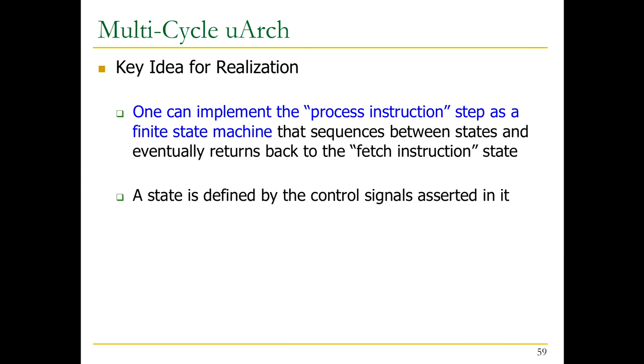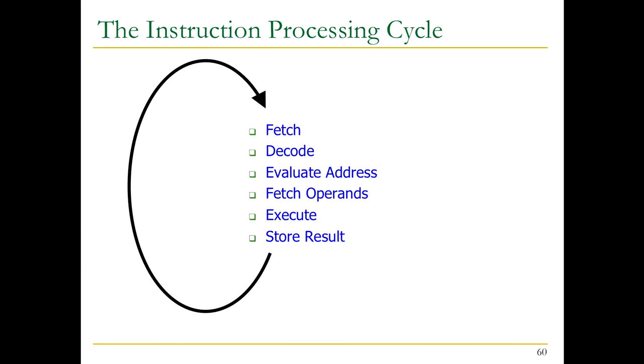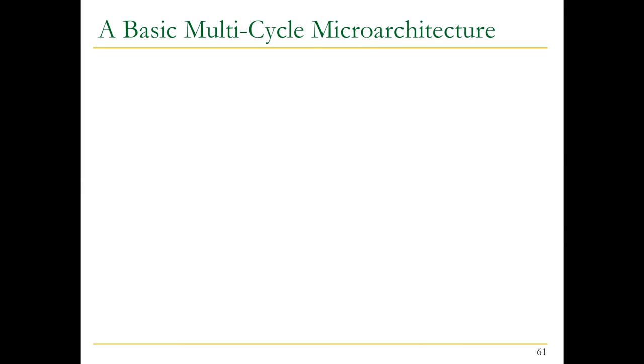A state is defined by the control signals asserted in it. It's really the definition of a state, what control signals you have. And control signals for the next state are determined in the current state, or could be determined. You don't have to do it this way if your control signals are not determining your critical path. So this is basically what we're going to do. We're going to break this into a sequence of states for every single instruction. Some of these states will be shared. Fetch and decode is shared across all of the instructions. But then you can jump to little subsequences of the finite state machine, or subgraphs in the finite state machine, for different instructions, right? And eventually, every instruction returns back to the fetch state.